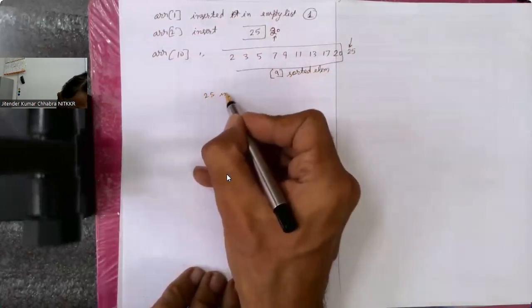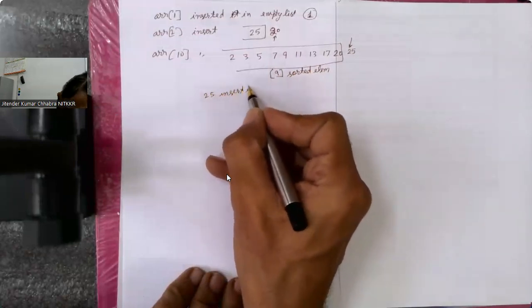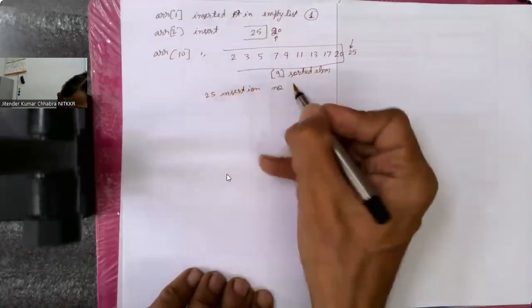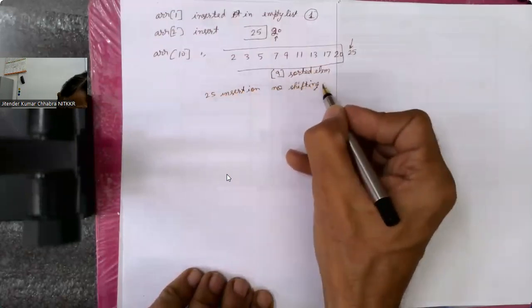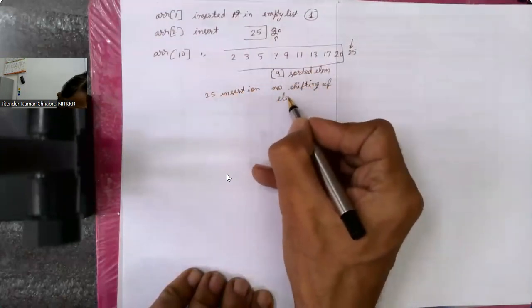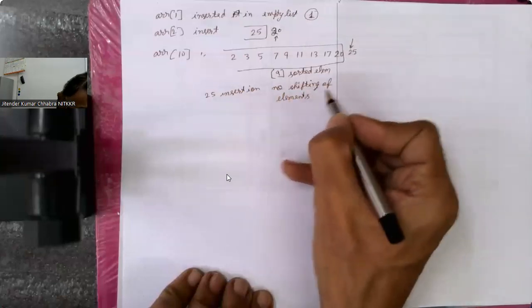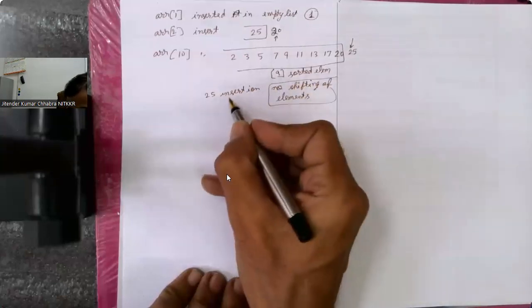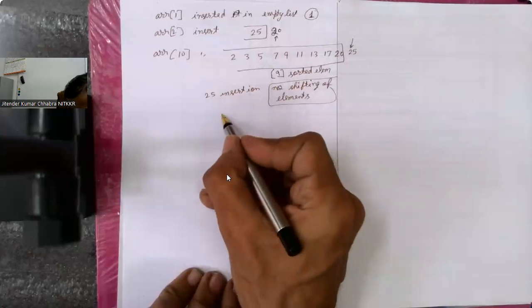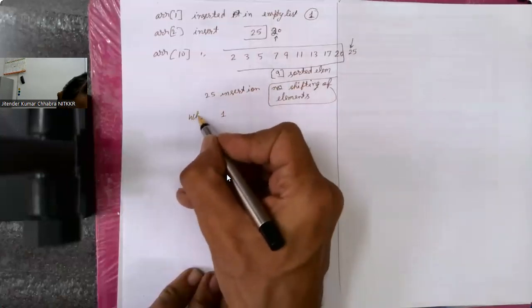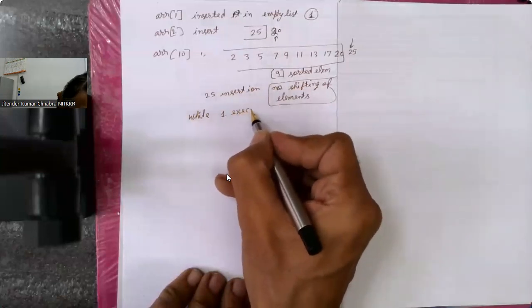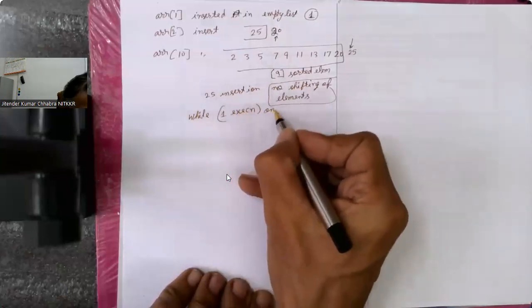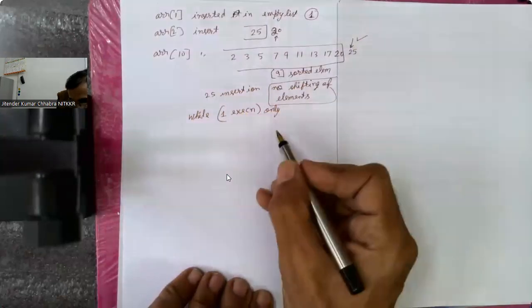25 insertion, no shifting needed. While loop will immediately terminate. No shifting of elements or swap to be created. And the while loop executes once only. The first condition itself will make the while loop false and I will be able to insert.